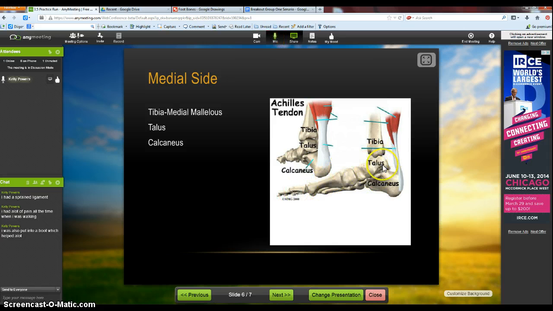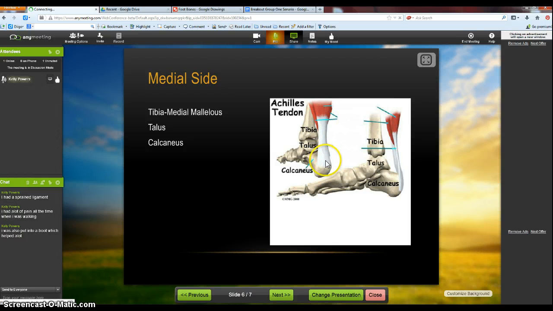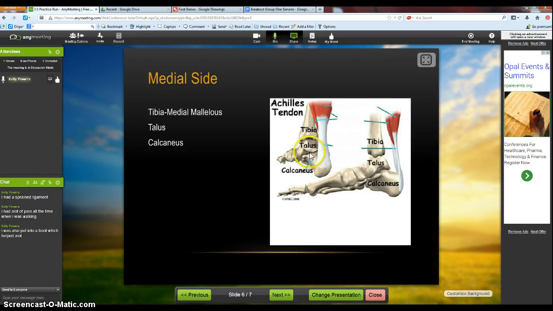So there again is the talus, articulates with the tibia and the fibula right here. And then the calcaneus, or the heel bone, where the Achilles tendon attaches, that we'll talk about later, that articulates with the talus. And then also, right here, you can see the navicular from this side.